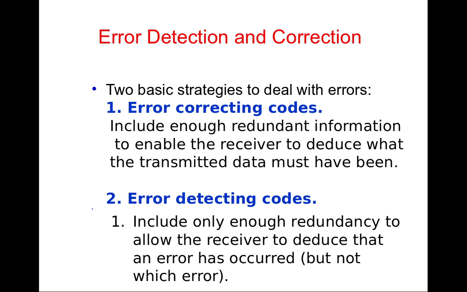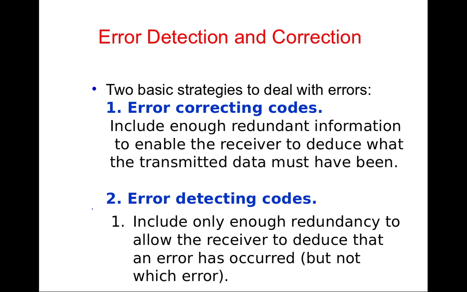Now, in the case of error correcting codes, it requires including some redundant information, but that should be enough to enable the receiver to deduce which exact error has occurred in the code received. Let me repeat, error correcting codes will have some redundancy, and that is sufficient to enable the receiver to know where exactly in the received code the error has occurred.